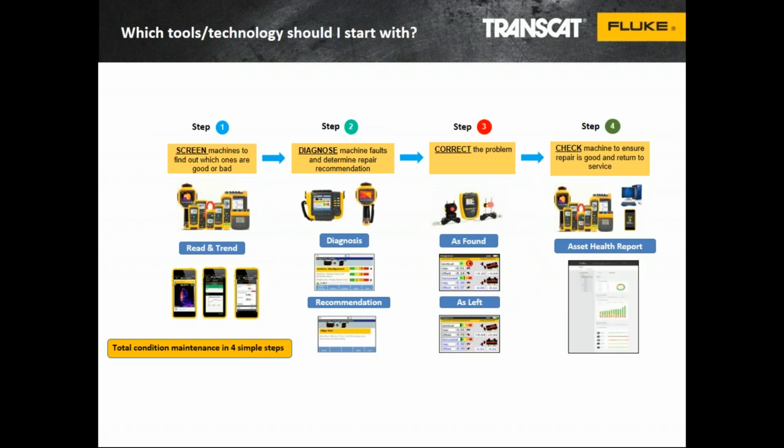Okay, so let's recap. Let's talk about these steps again. What are the steps we want to do for total condition maintenance in 4 simple steps? First, we're going to screen our machines to find out which ones are good or bad. Then we're going to diagnose any machine faults we come across to try to get some sort of root cause analysis. Of course, we want to correct them.